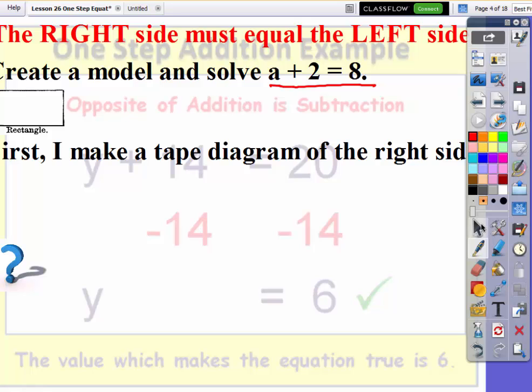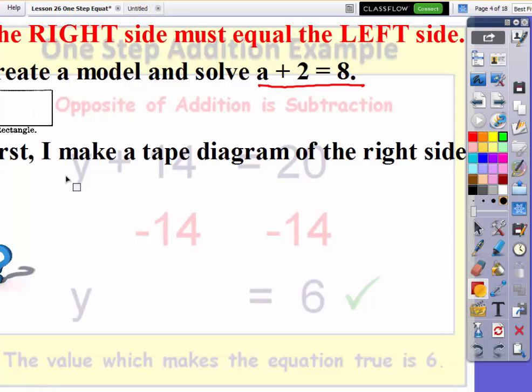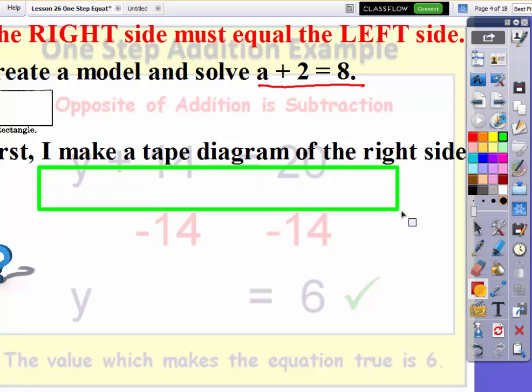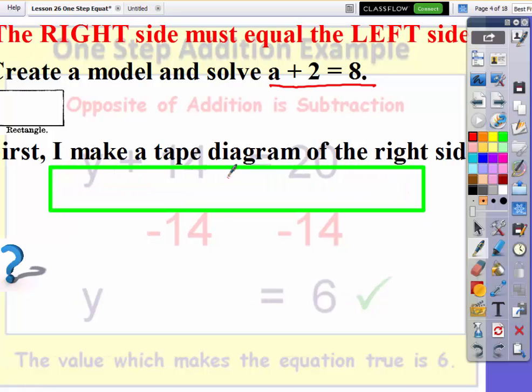So first I need to make a tape diagram of that right side. So my right side again is this 8. So I need to draw a picture. I don't know how big 8 is, so I just make an item, a length, and I say that's 8.